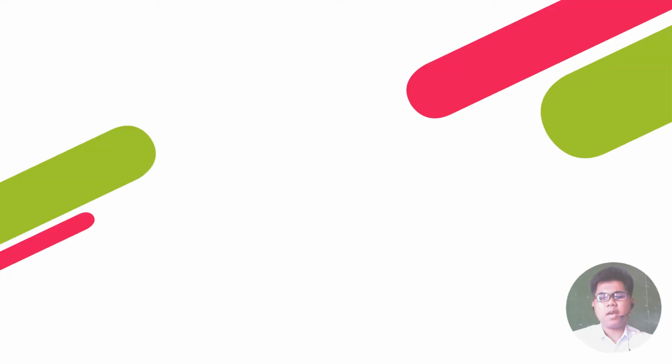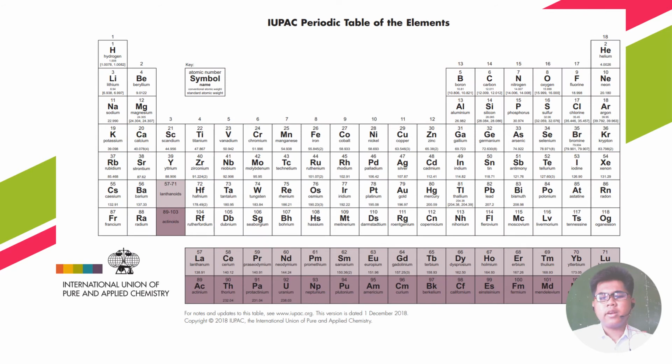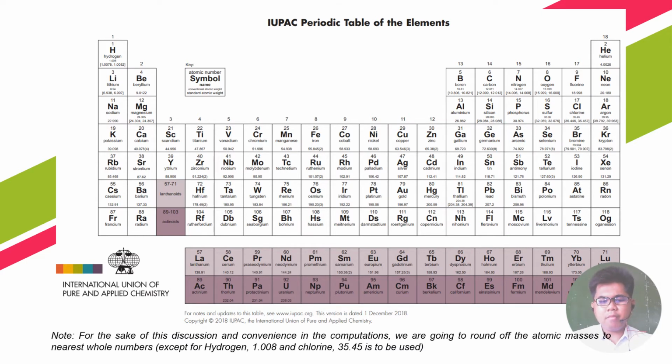But for the meantime, kindly look at this periodic table. This is the periodic table from the International Union of Pure and Applied Chemistry. We have a note here below that for the sake of our discussion and convenience in your computation, we are going to round off the atomic masses to the nearest whole numbers except for hydrogen and chlorine. So what does it mean? Gagamitin po natin na atomic mass is whole number.